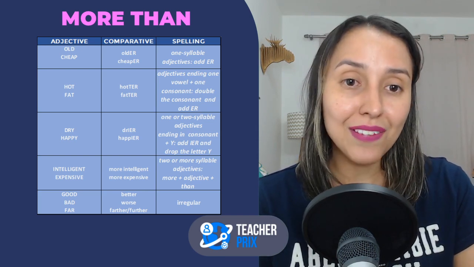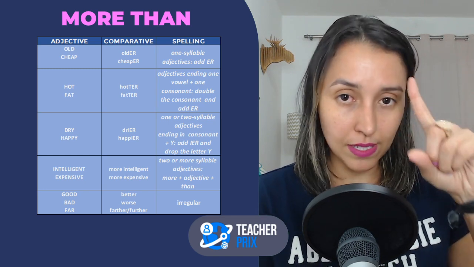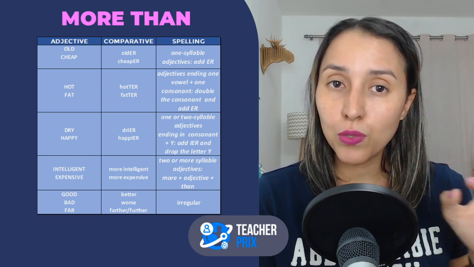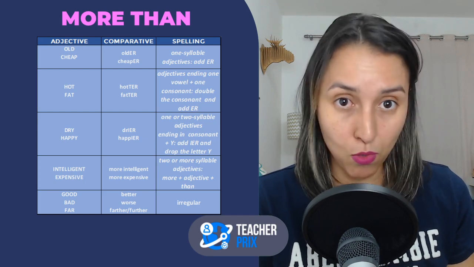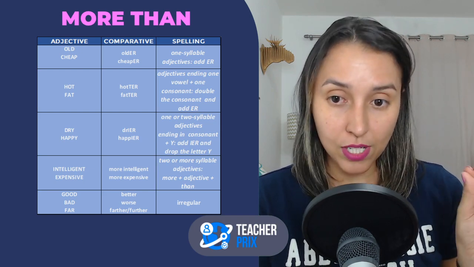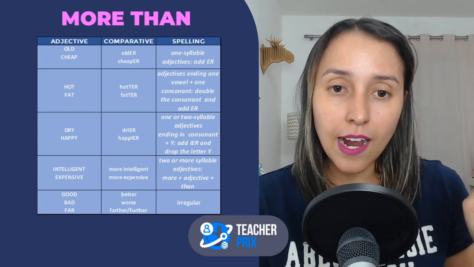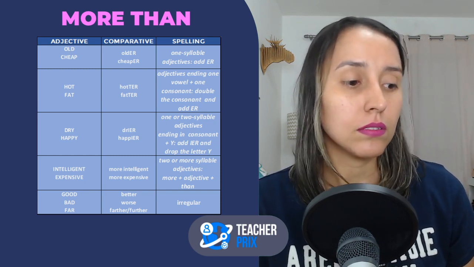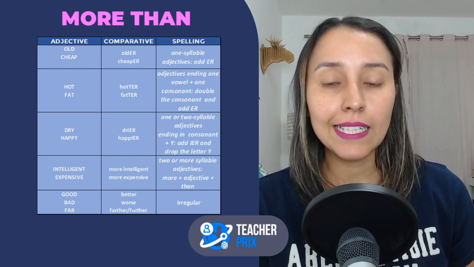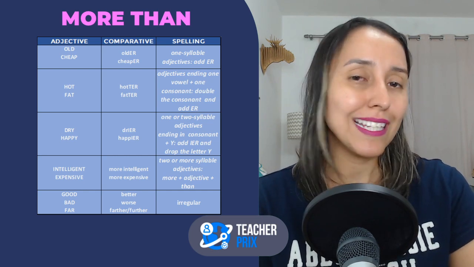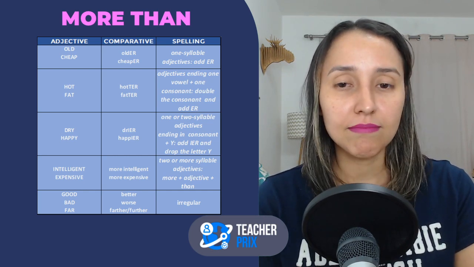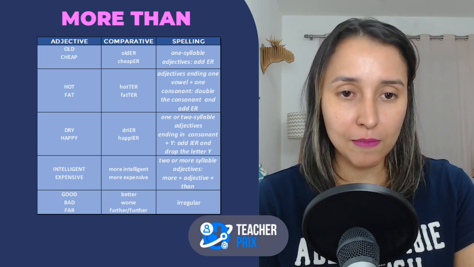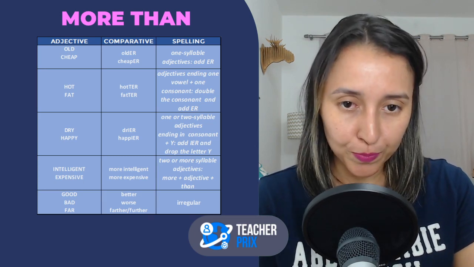So whenever you have adjectives that are only one syllable, you cannot use more. Goodbye, more. You will use the adjective plus er plus than. I think my sister is older than your sister. Maybe, maybe not. Hot, fat, the next scenario.